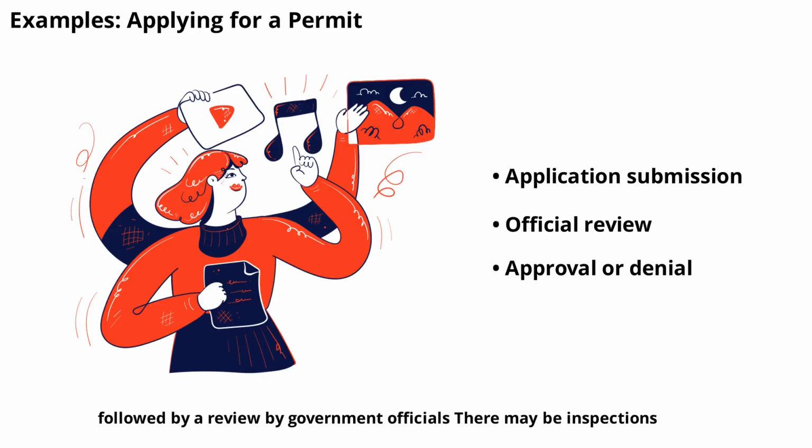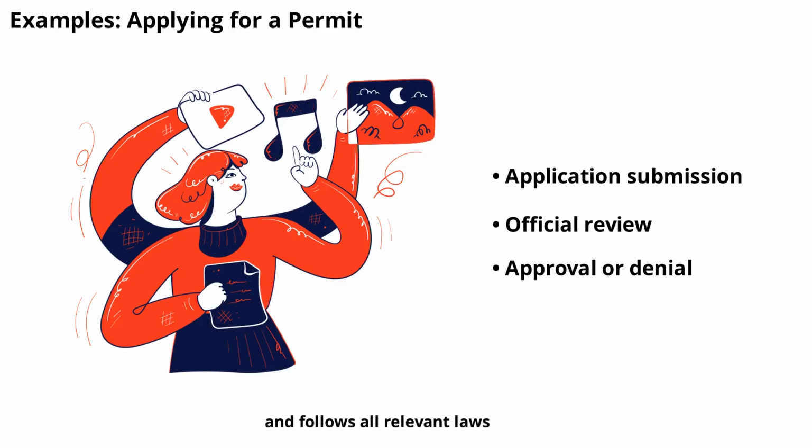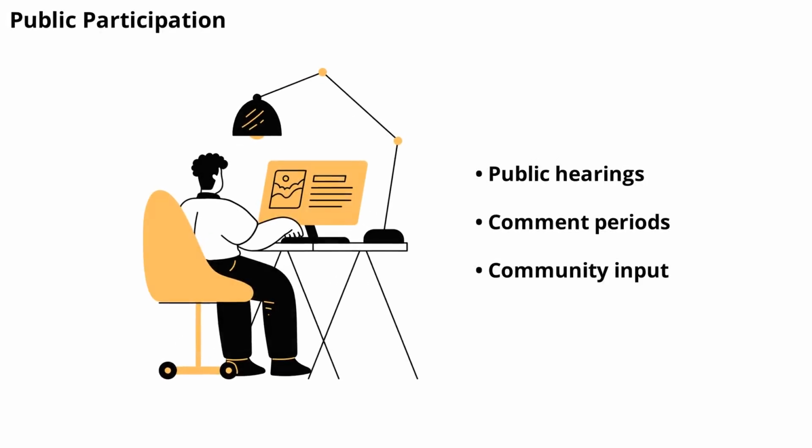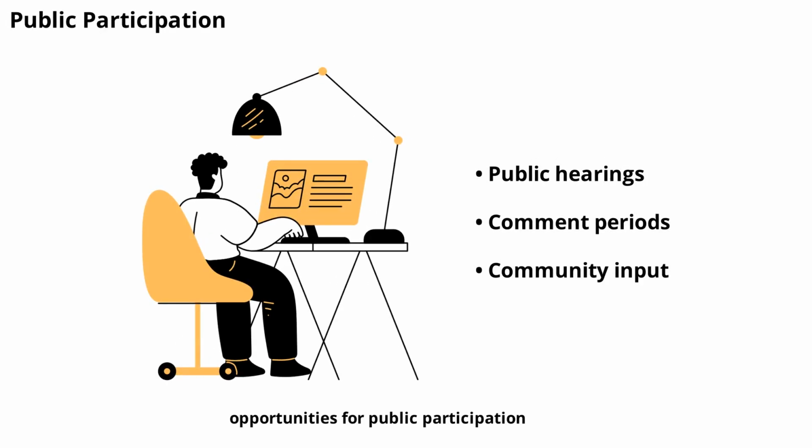There may be inspections, public notices, and finally, approval or denial. Each step is designed to make sure the process is fair, safe, and follows all relevant laws. Many government procedures include opportunities for public participation. This might involve public hearings, comment periods, or advisory committees.